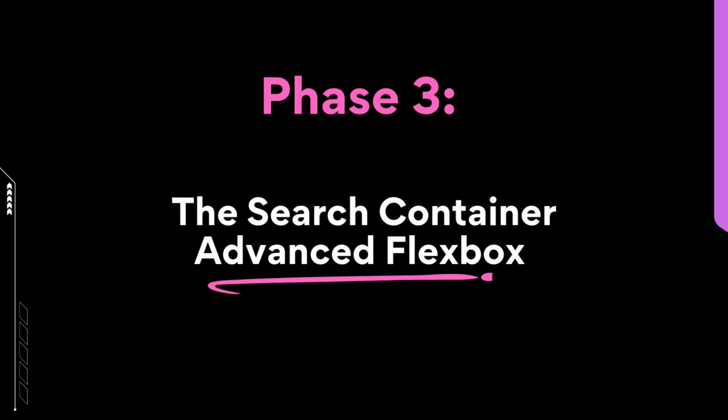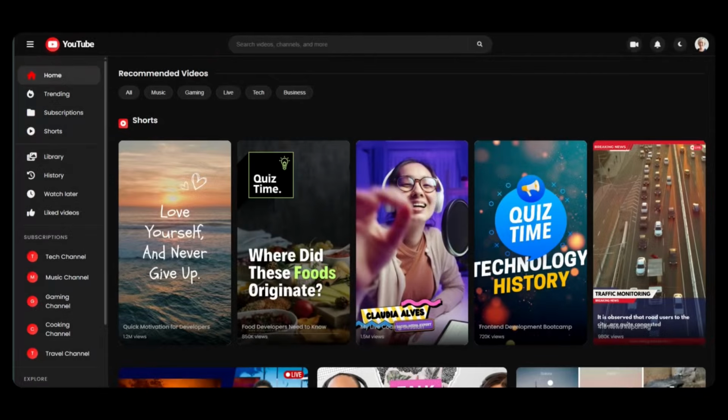Phase 3, the search container, advanced Flexbox. The search section is where things get interesting. We have an input field and a button that need to look like one connected unit. Here's the CSS.